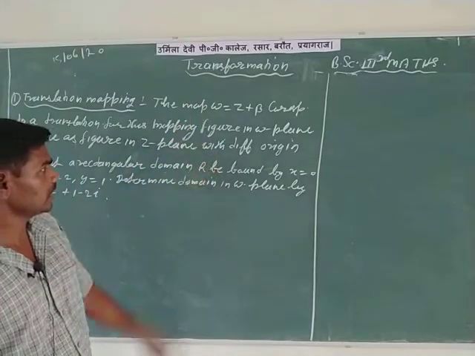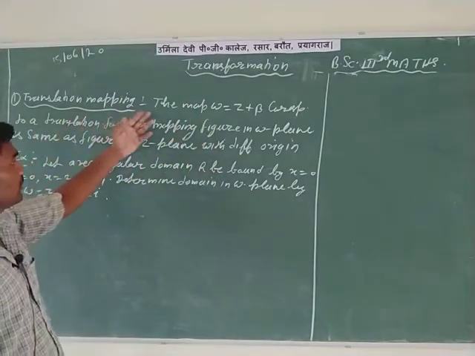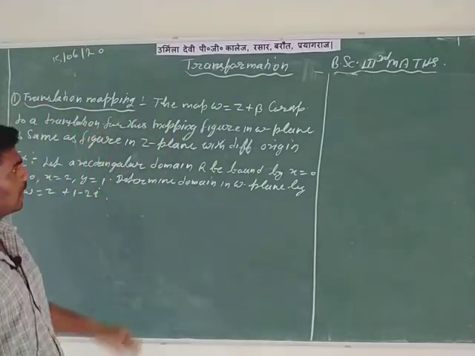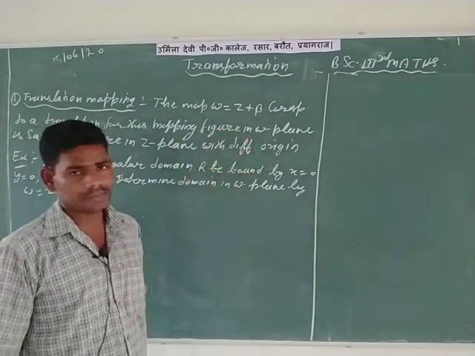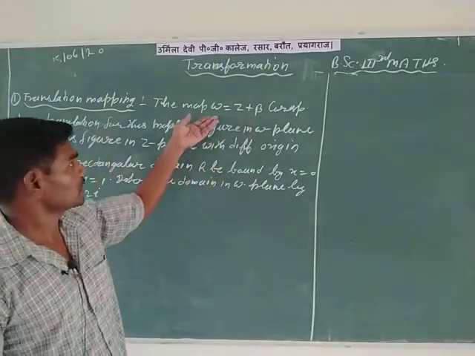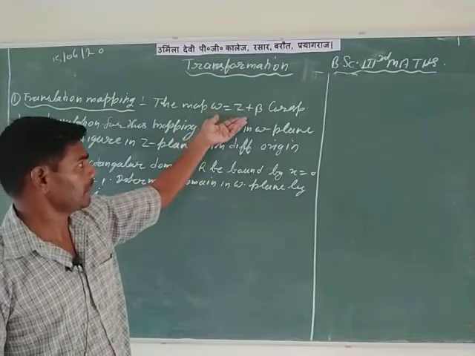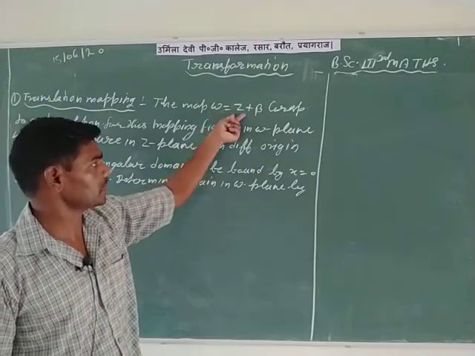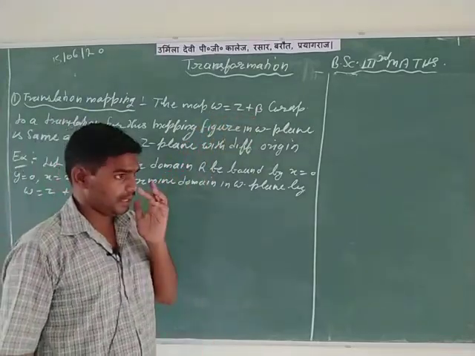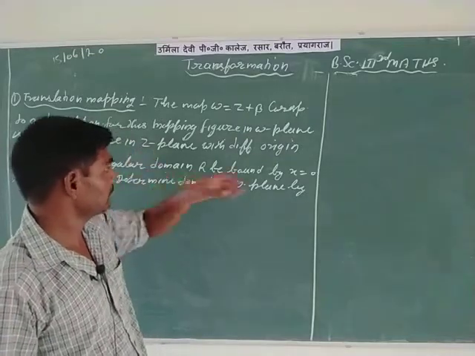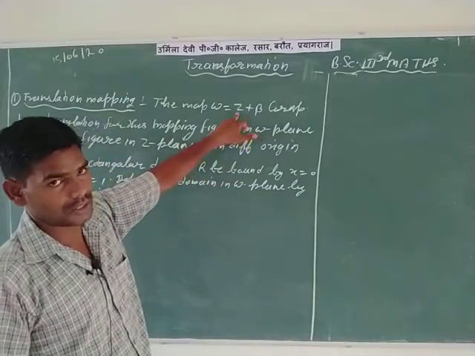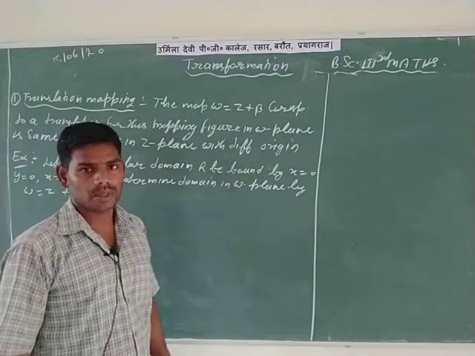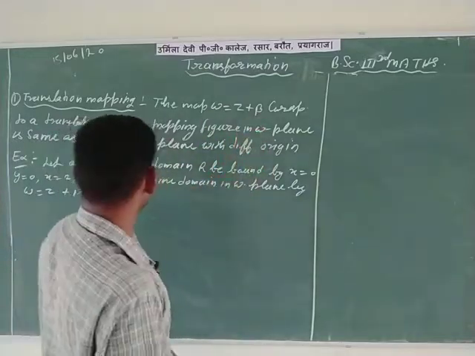In this article we take some transformations, some mappings, of which the first is the translation mapping. The map W is equal to Z plus beta type transformation is called a translation mapping, where W is a complex number, Z is a complex number and beta is also a complex number. In the Z plane, the coordinates of Z are denoted by Z, and the coordinates of W are in the W plane, where beta is the translation.